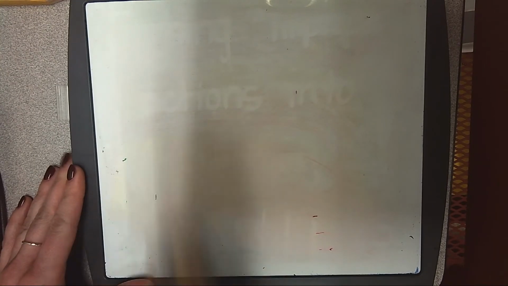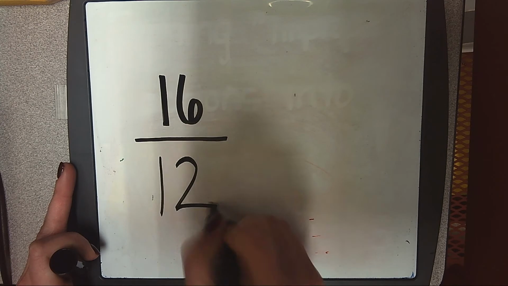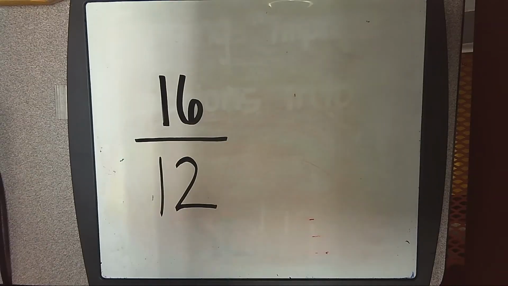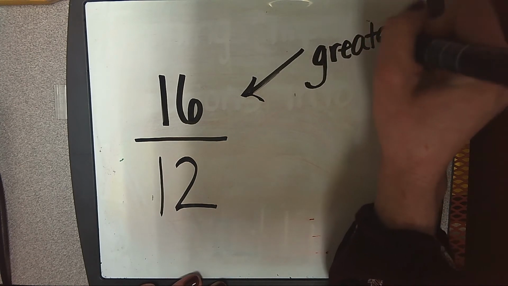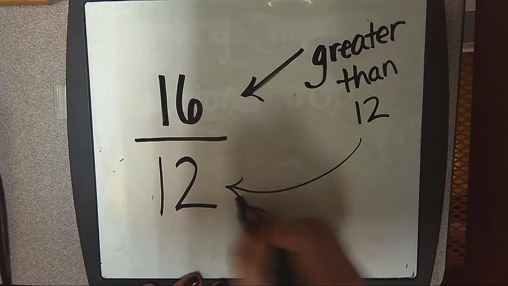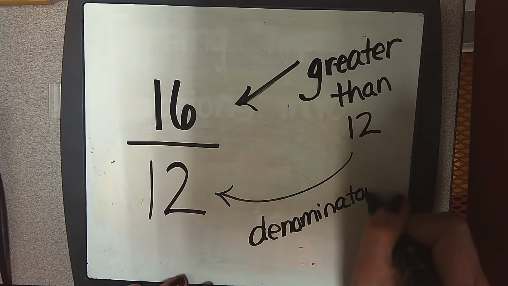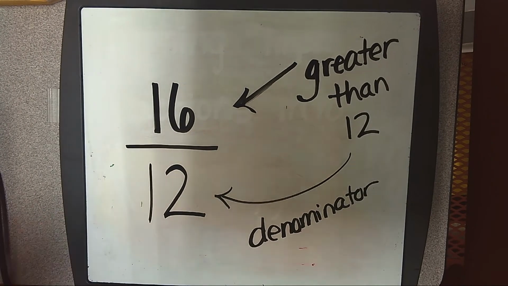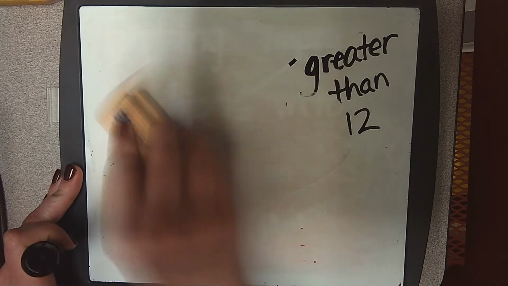So the way that improper fractions are defined is just that the fraction part on top, the numerator, is greater than the denominator. So since 16 is greater than 12, which is the denominator, we know that this fraction is bigger than 1. It is a fraction that is greater than 1. And we'll get back to that in just a moment.